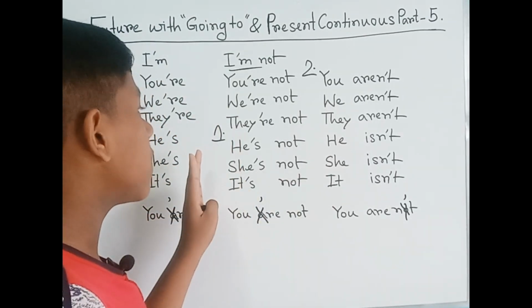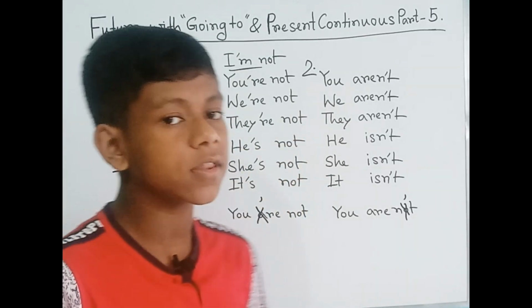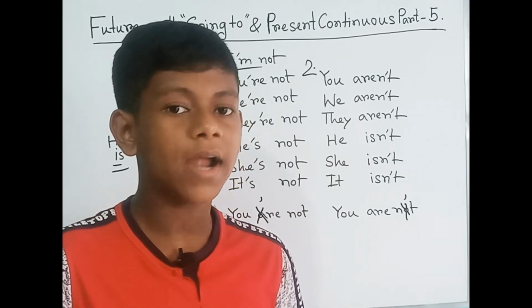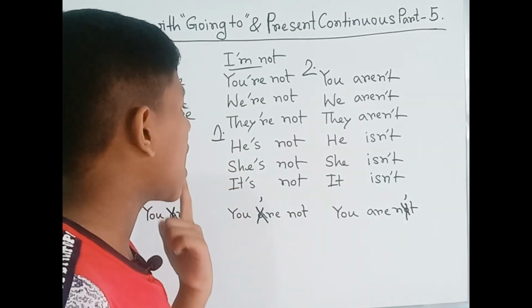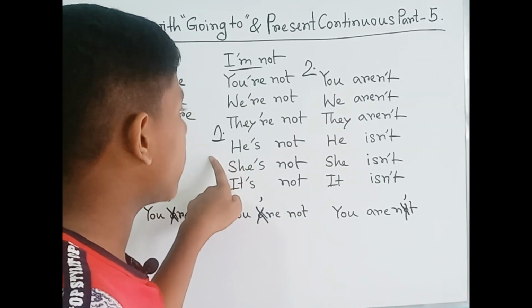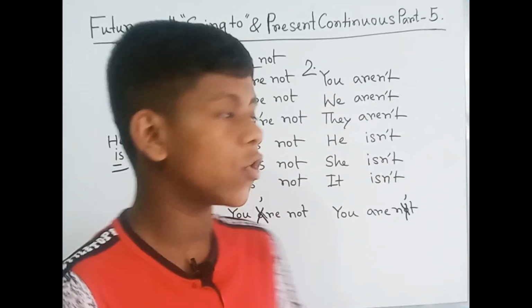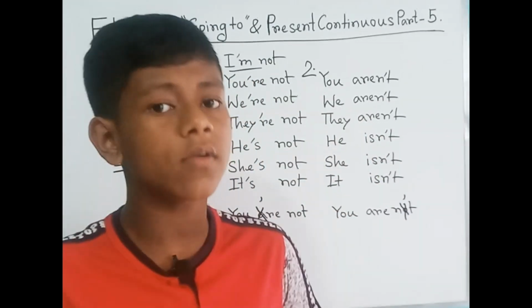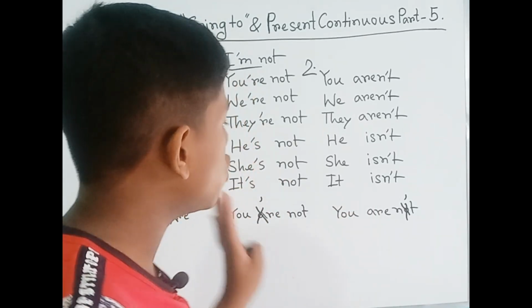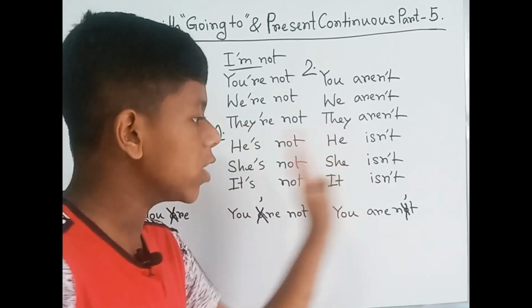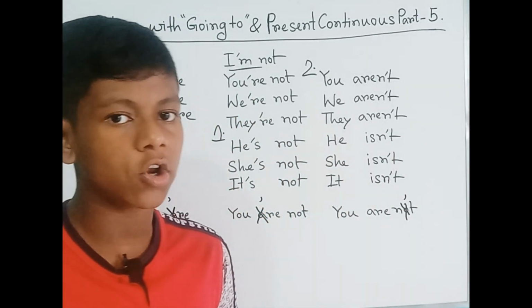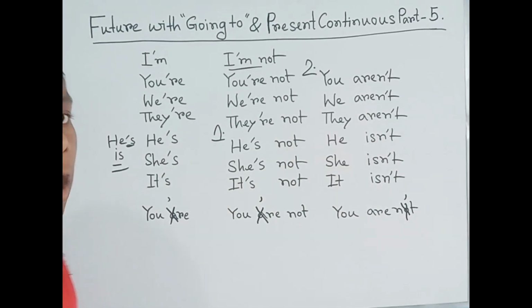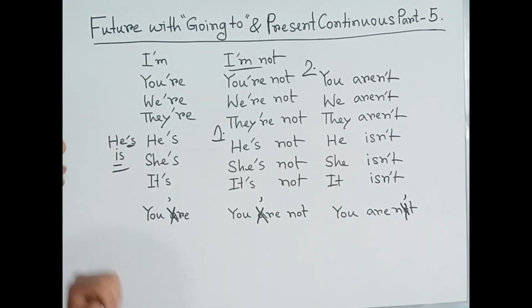So you can use both of them. You can use the first number of rule, or you can also use the second number of rule. But I always follows the first number of rule. It doesn't follow the second number of rule. All second number rules always start from you. You can use both of them, which depends on you. And in positive, there aren't any such rules. There is only one rule.